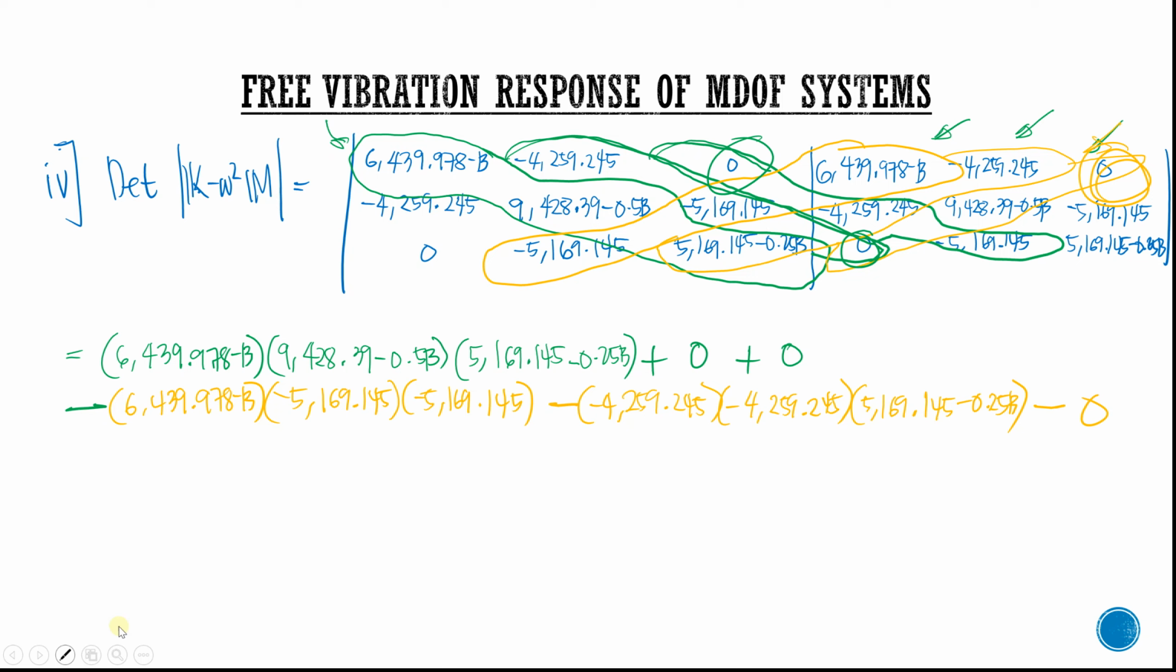Next, you just distribute the values here, so on and so forth, and eventually by distributing those values, you will arrive with a cubic equation. So take note, if the degree of freedom of the system is 3, or the building is a 3-story, then we'll have a cubic equation. If the building is 2-story, then we have a quadratic equation. If the building is 4-story, then we'll have an equation raised to the fourth power, so on and so forth.